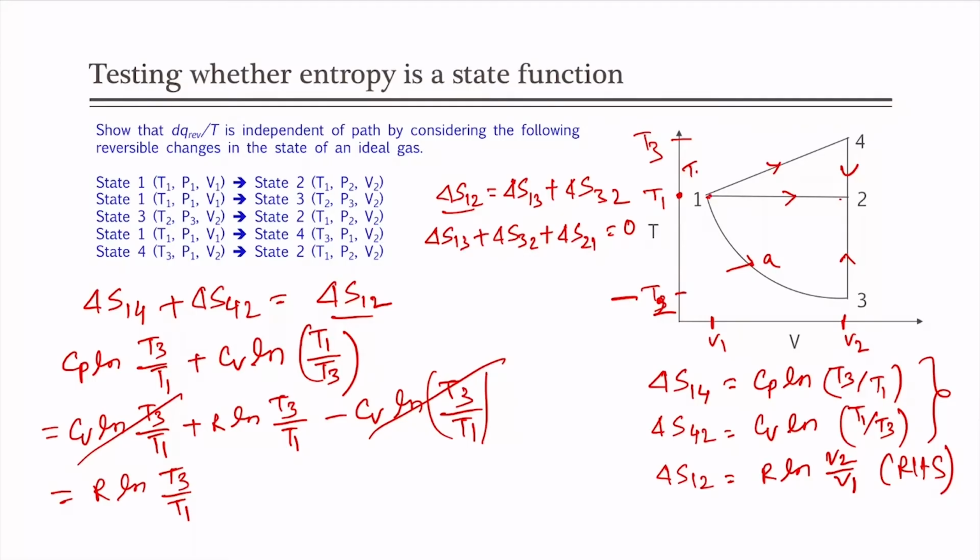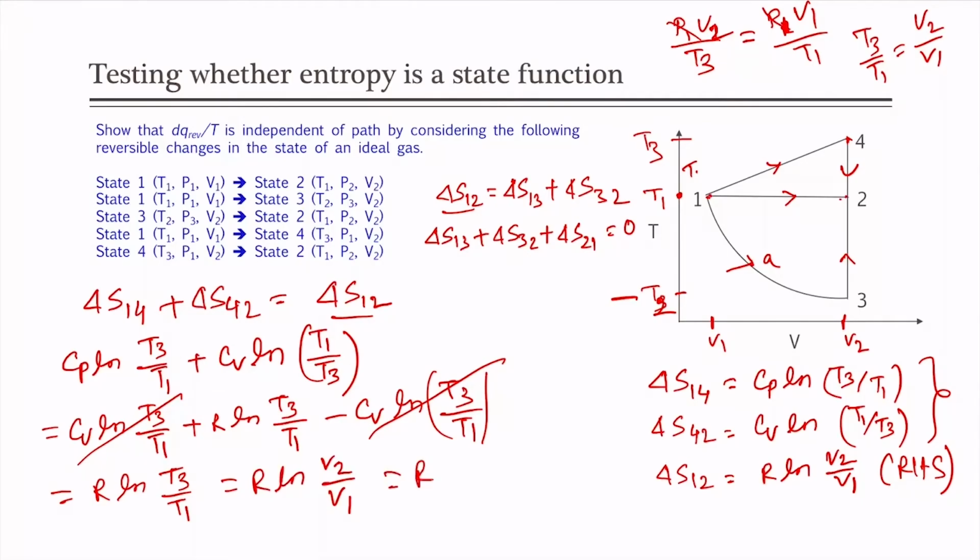But we know that T3 by T1 has a relation with V1 and V2, right. For 4 and 1, pressure is constant. So, for 4 we have P1 V2 by T3 is equal to P1 V1 by T1. Now, P1 cancels, giving us T3 by T1 is equal to V2 by V1. So, this is nothing but R ln V2 by V1, which is our right hand side as well.